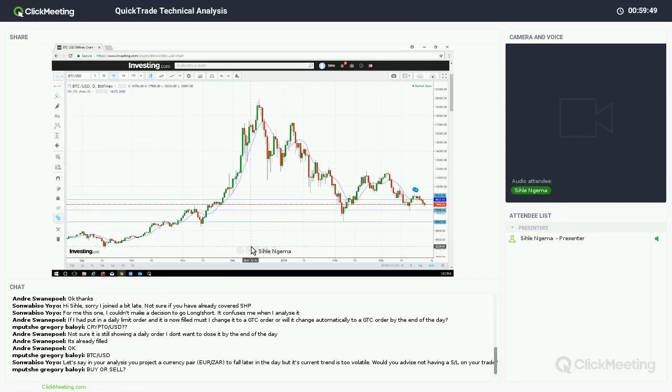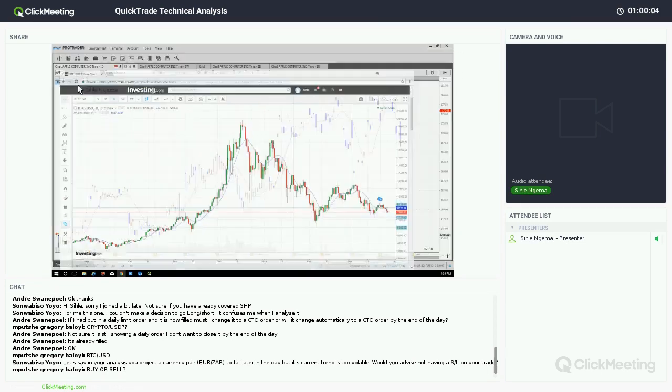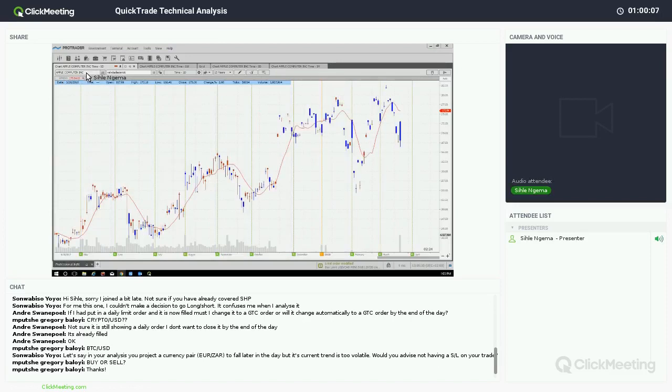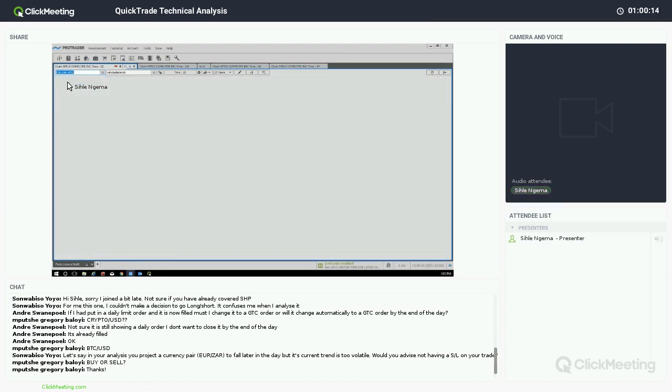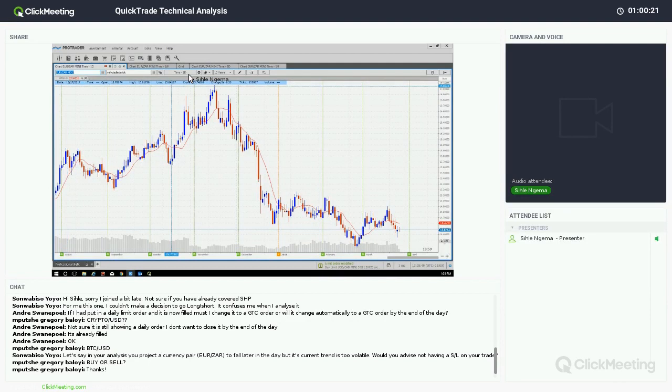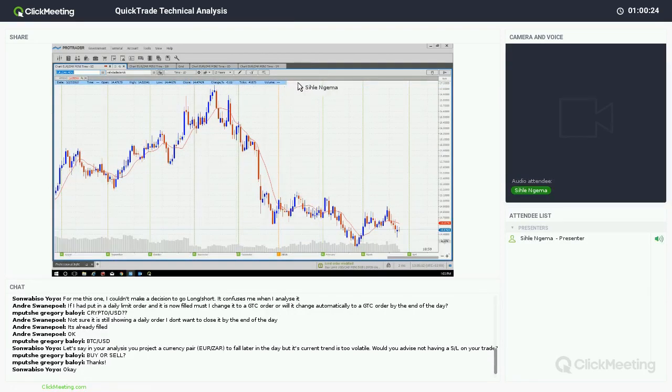Okay, let's say in your analysis you can prepare your reserve for later in the day, but the current trend is too volatile. Stop loss on your trade. The stop loss is very important, Tsunami, so you should always have your stop loss in all your trades. You cannot trade without a stop loss, but your stop loss has to be reasonable enough to allow the price to fluctuate. I don't know what you're referring to here. Let's check what's going on.